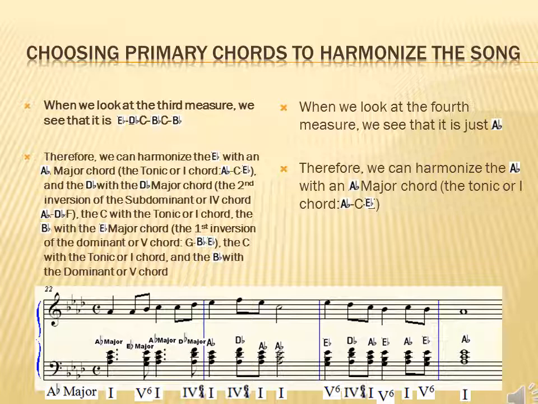When we look at the fourth measure, we see that it is just A flat. Therefore, we can harmonize the A flat with an A flat major chord, the tonic or 1 chord, A flat, C, E flat, and it sounds like this.